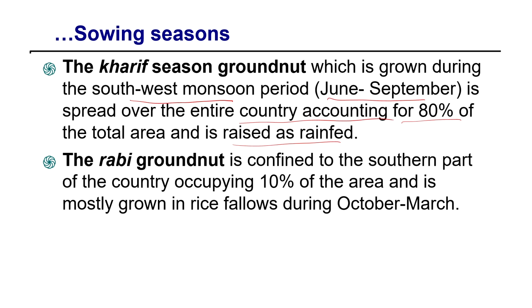The Rabi groundnut is confined to the southern part or South India, occupying about 10% of the total area, 80% Kharif and 10% Rabi, and is mostly grown in rice fallows during October to March. A student might be knowing about the rice fallows. These are the lands which remain fallow after harvesting of the rice, mainly because of excess water. Wet conditions are there at the time of harvest of rice, so it is very difficult to grow crops in those lands. But in certain areas, now people have started growing groundnut in the rice fallow lands. The area of rice fallow in India is about 12 million hectares.